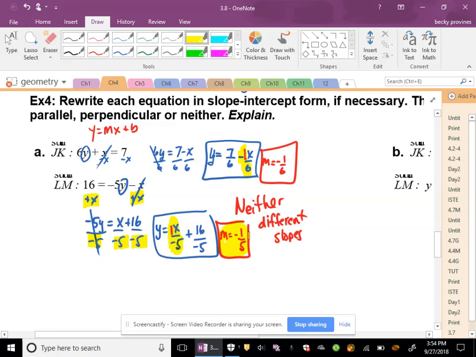So you're comparing your two slopes. They're not the same at all. So if they're not the same, that just means they're neither parallel or perpendicular. So the answer is neither, and the reason is because they're just different slopes.